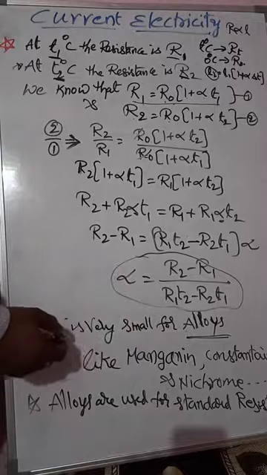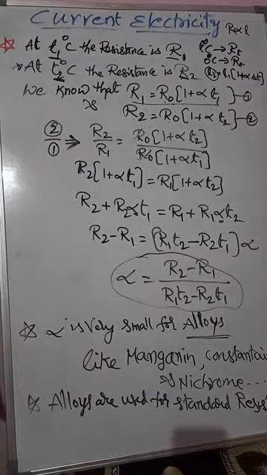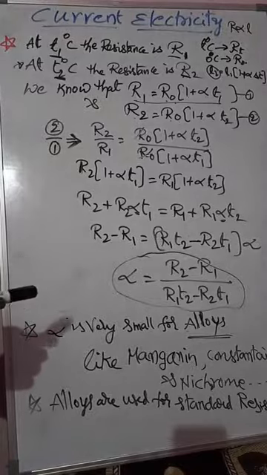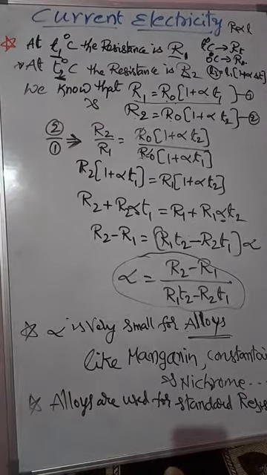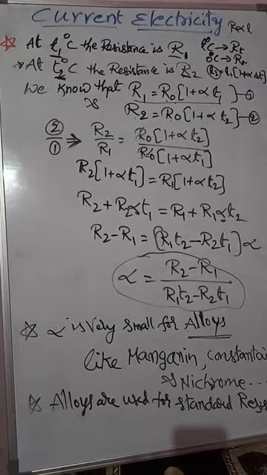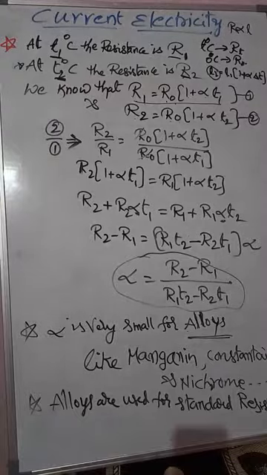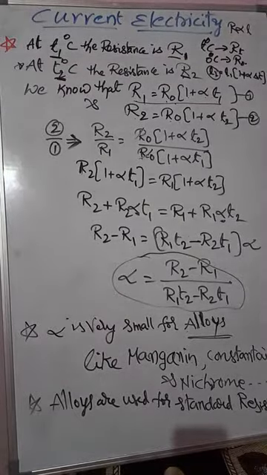Okay, this alpha value is very small for alloy materials. Alloy materials, already we have discussed: Manganin, Constantan, Nichrome, like that. Alloy materials are used for standard resistors. Previously we already discussed this. Clear? Next one.